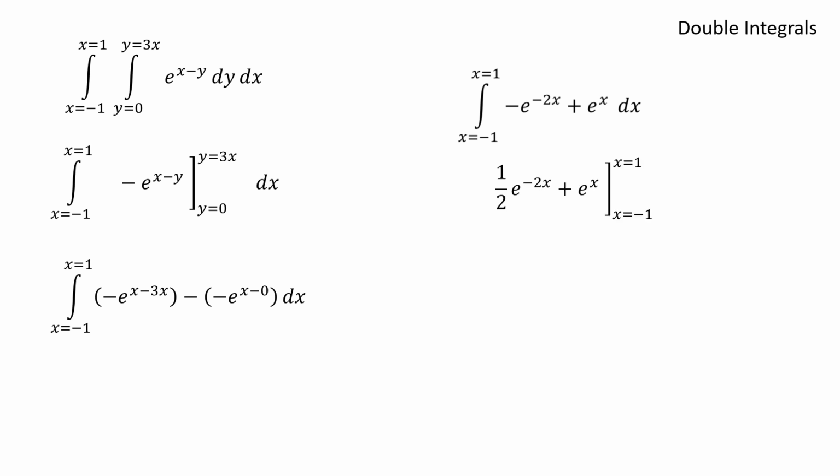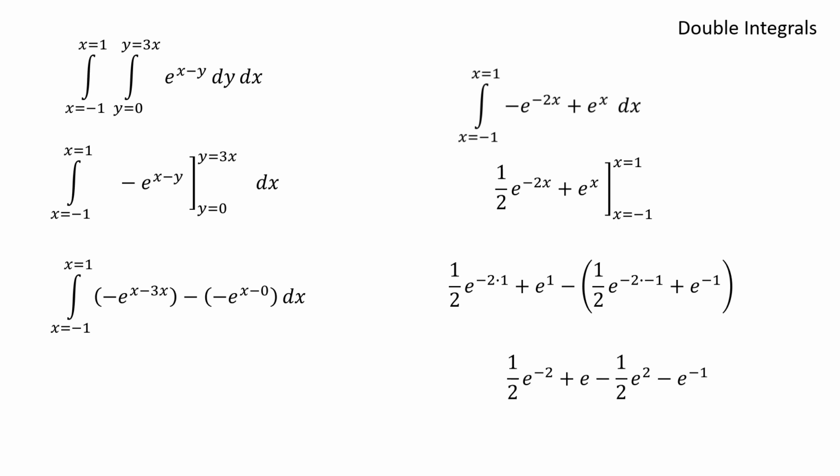Doing the integral gives us this. You could do a u substitution on the first term if you wanted to check that out. I used u equals negative 2x to integrate the first term. And then plug in the limits of integration, 1 and negative 1, and subtract as usual. This is quite messy, but simplifies a little bit down to this. And we've now computed this first double integral.